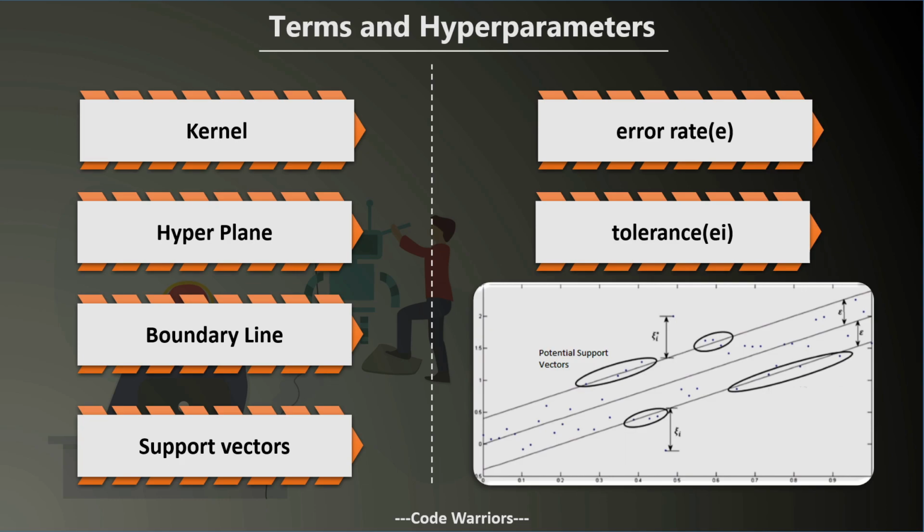Third is boundary line. In the previous page, I told you that it tries to threshold or limit the data. I mean, let's say we set a threshold of around 10%. So the boundary line will be set from the model to 10% up and 10% down. And the fourth term that you may come across is support vectors.